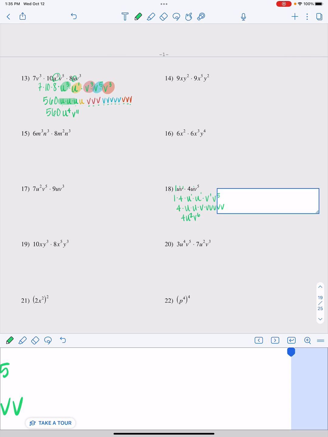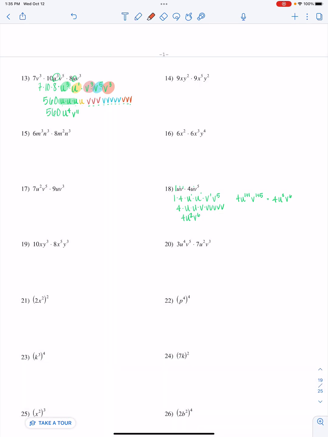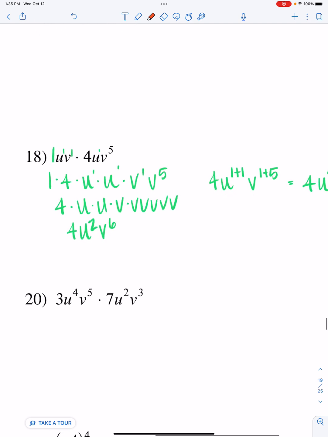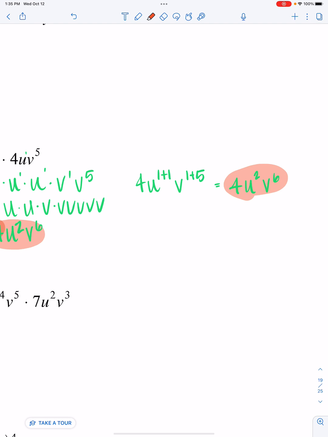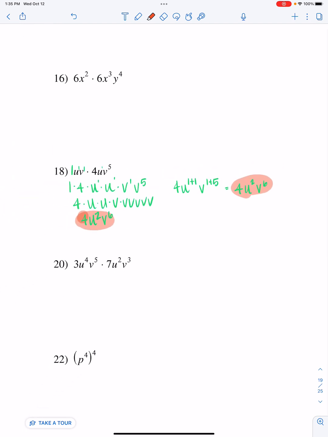The other way would still leave us with 4u squared. We would have u to the 1 plus 1 and v to the 1 plus 5. So there's both approaches. Regardless of which road you decide to take, you end up at the same destination.